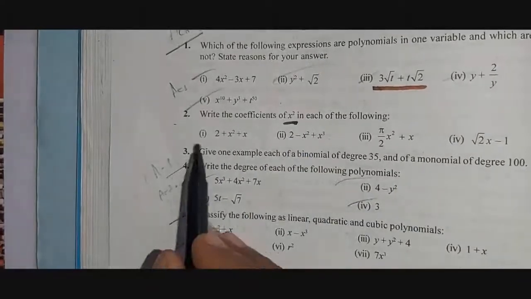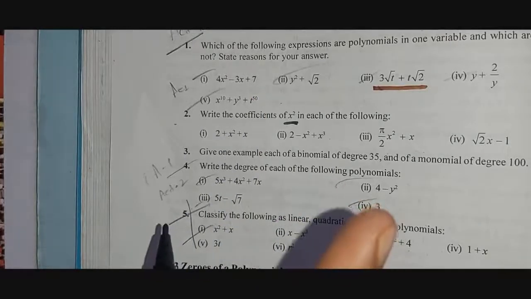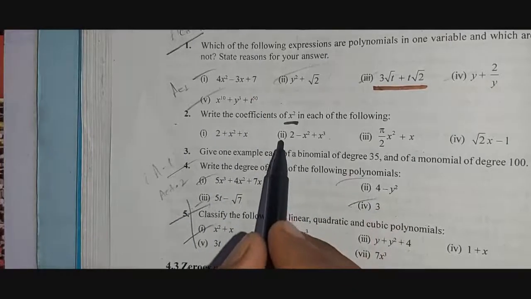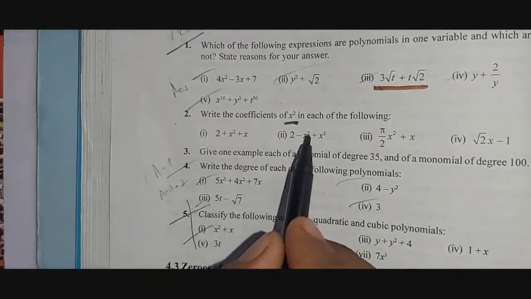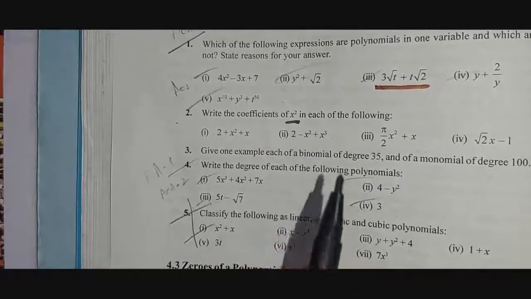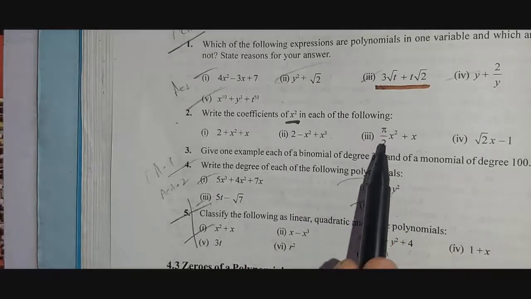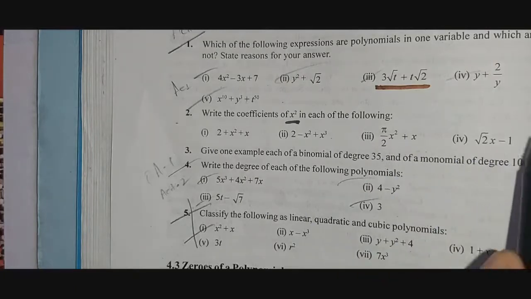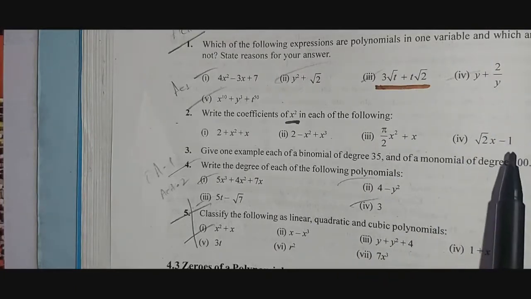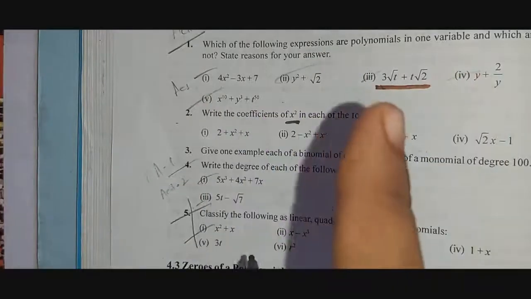First one, the coefficient of x square is 1, since it is 1 into x square. In the second question, the coefficient of x square is minus 1. In the third one, the coefficient of x square is pi by 2. And the x square term is not there in the fourth. Therefore, the coefficient of x square in the fourth question is 0.